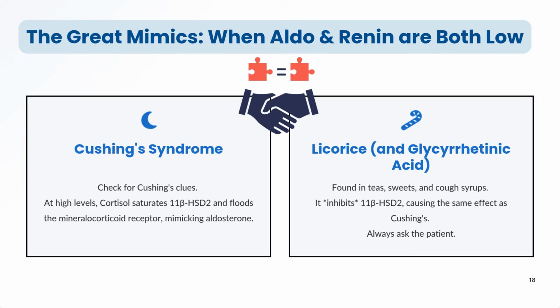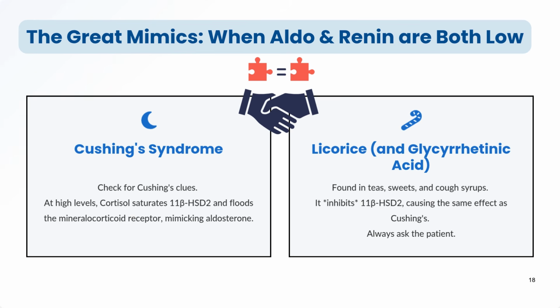Now let's talk about the great mimics, the situations where both renin and aldosterone are low, but the physiology looks exactly like mineralocorticoid excess. These are cases that confuse people the most because on paper it looks like aldosterone is the problem, but aldosterone is actually quiet. Something else is acting like it. First mimic is Cushing syndrome. When cortisol levels get very high, the hormone overwhelms the enzyme 11 beta-HSD2, which normally protects the mineralocorticoid receptor.